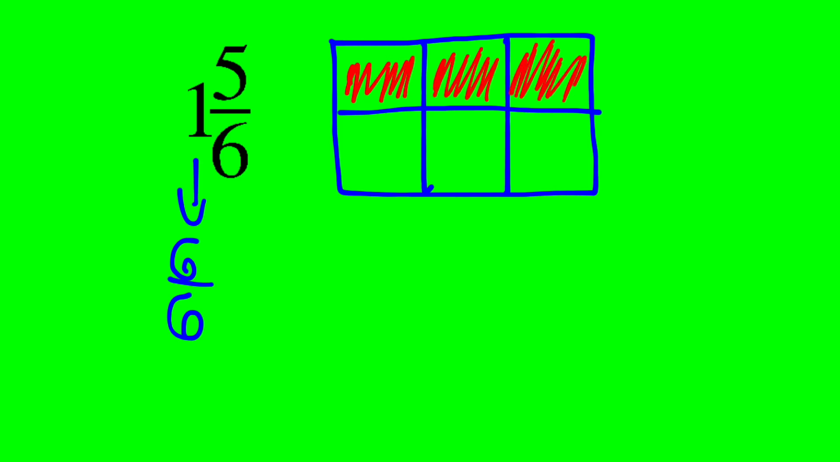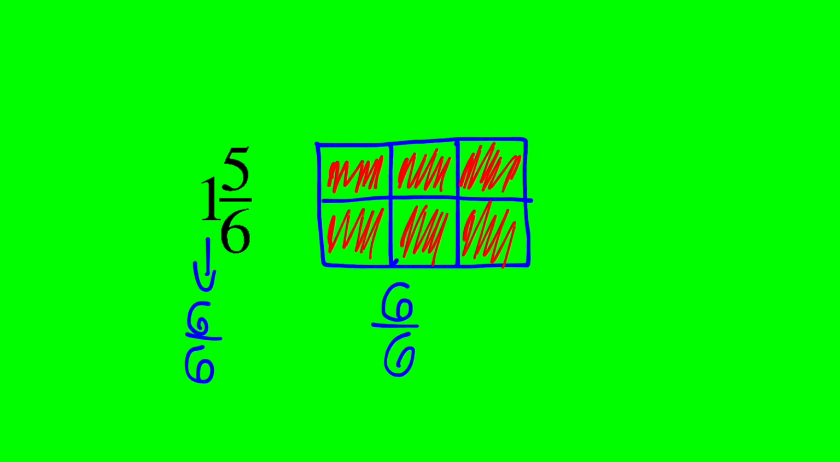So I'm going to draw a rectangle. And I'm going to cut it into thirds, and then cut it in half to get 6 parts. And I know that 1 whole is the same as 6 parts out of 6. So I'm going to shade in all 6 parts to represent 1 whole. That is 6 out of 6, or another way we might say that is 1 whole.